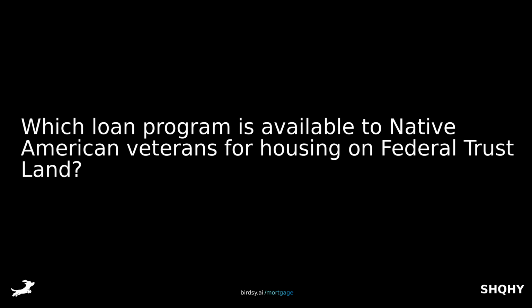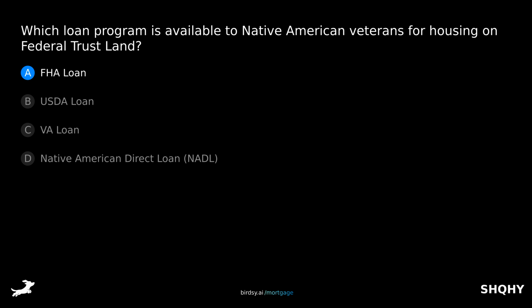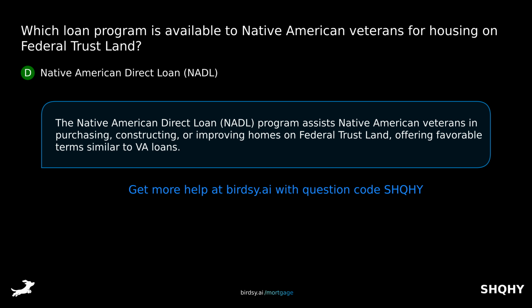Which loan program is available to Native American veterans for housing on federal trust land? Is it A, FHA loan, B, USDA loan, C, VA loan, or D, Native American direct loan? The answer is D, Native American direct loan. The Native American Direct Loan Program assists Native American veterans in purchasing, constructing, or improving homes on federal trust land, offering favorable terms similar to VA loans.